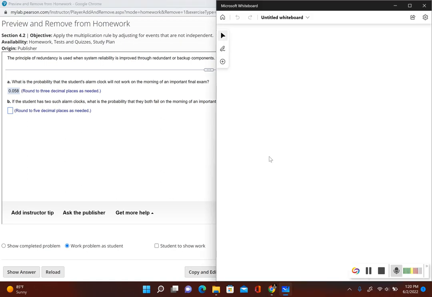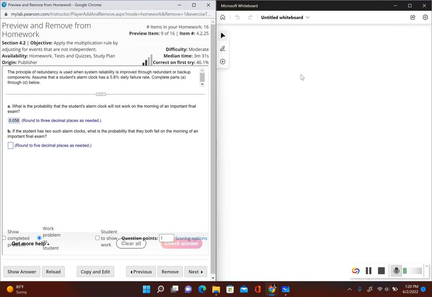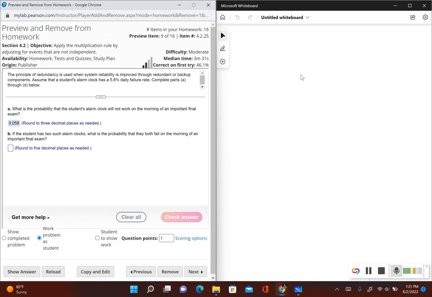Okay, so the probability that one of them is going to fail is 0.058. This is the probability that the first one's going to fail. Put this in parentheses. And then the probability that the second one is going to fail is also 0.058. So now the probability that they are both going to fail, I'm going to multiply these with each other. So 0.058 times 0.058.